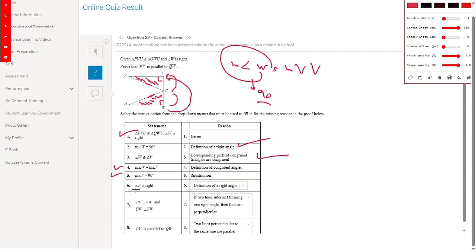Now angle V is a right angle. So this is the definition of a right angle. Now BV is perpendicular to VW, and QW is perpendicular to VW. Here it is saying that if we have two lines intersecting and forming one right angle, they are perpendicular.